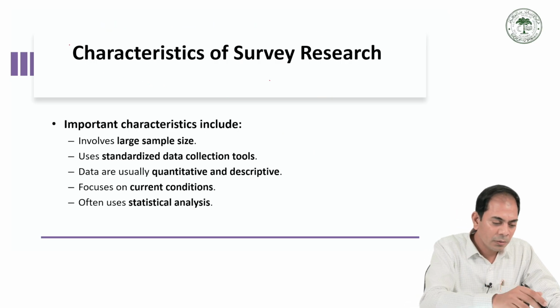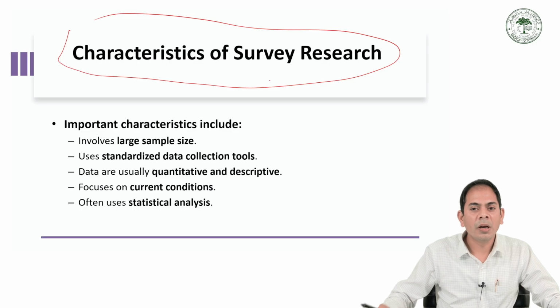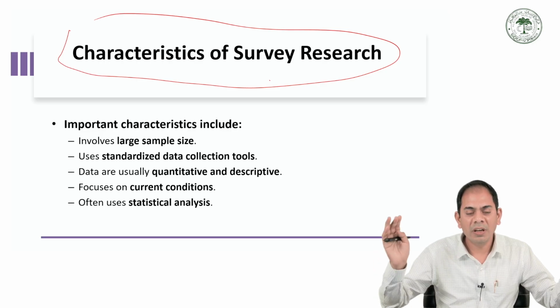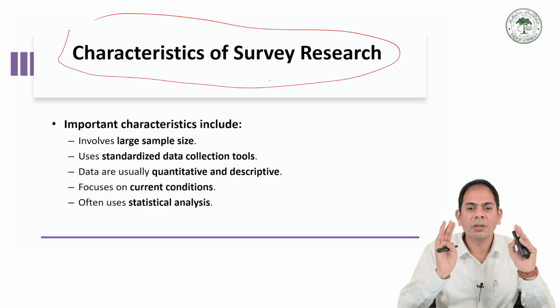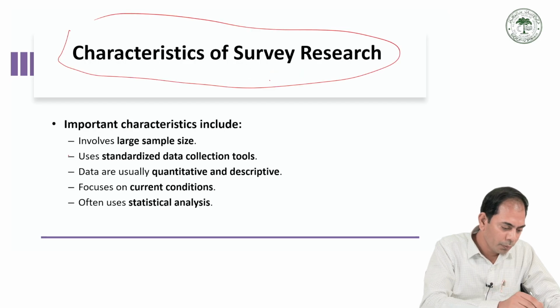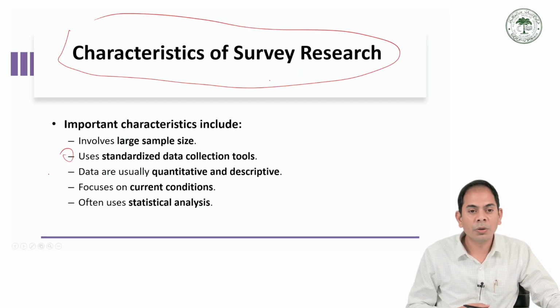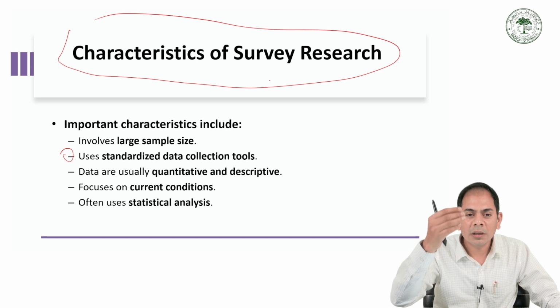Next important thing is the characteristics of survey research. The first and most important thing is that survey research is based on a large sample size, because if we have a large sample size, the researcher should focus on the survey type of research. Second, use a standardized data collection tool. The important thing is to select the appropriate tool for data collection. The tools generally used for the collection of data should be standardized and valid.